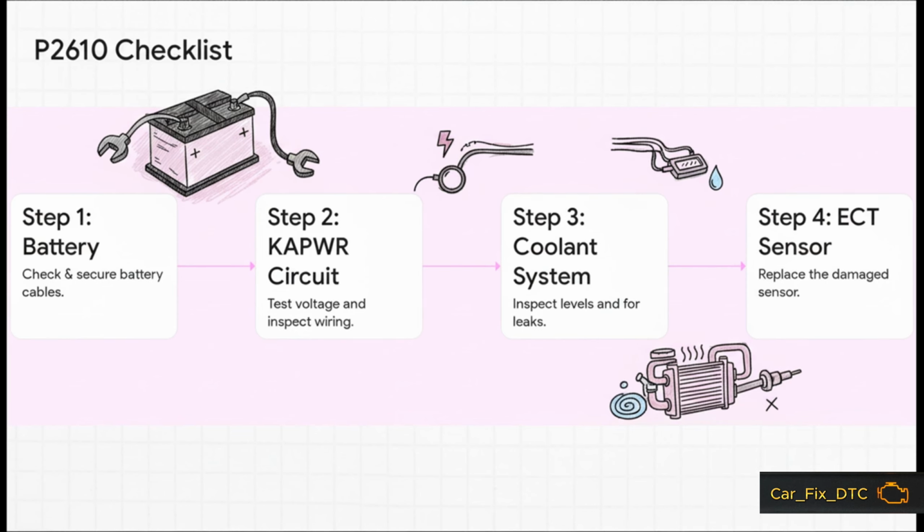If that doesn't do it, then move on to testing the KAPWR circuit. Still no luck? Okay, time to inspect the cooling system for any leaks or low levels. And finally, if all else fails, it's time to take a hard look at that ECT sensor. Trust me, following this order is going to save you a ton of time and frustration.